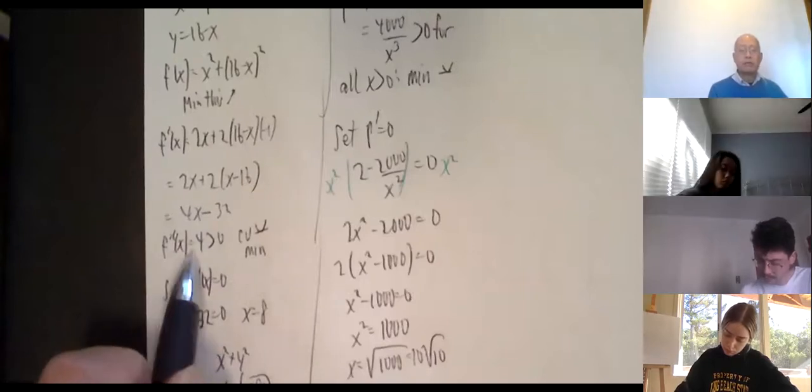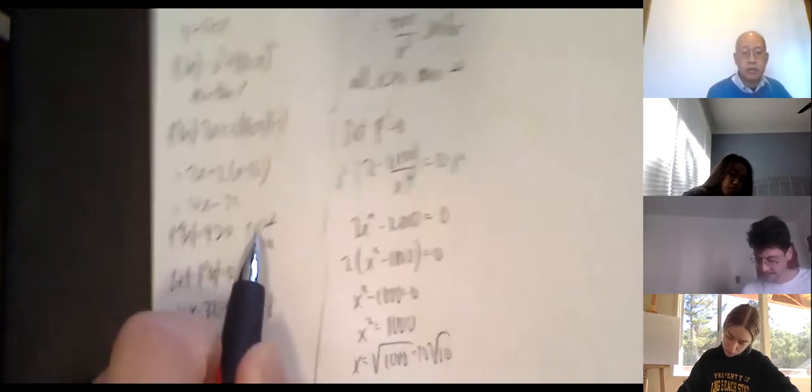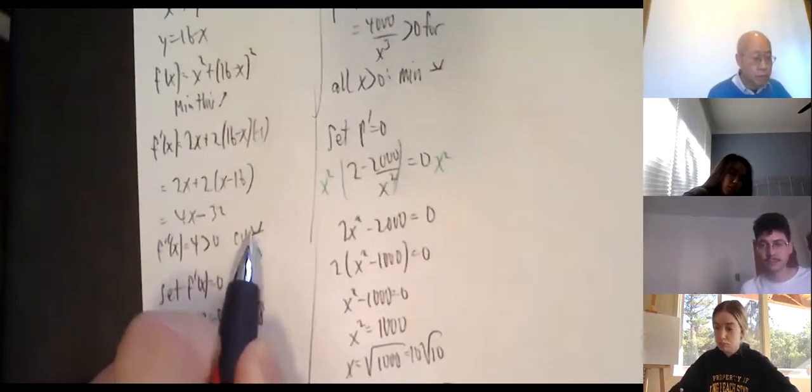F double prime is 4. That's greater than 0. That means concave up. So if the derivative is 0, I will have a minimum. And that's what I'm looking for. I'm looking for a minimum.